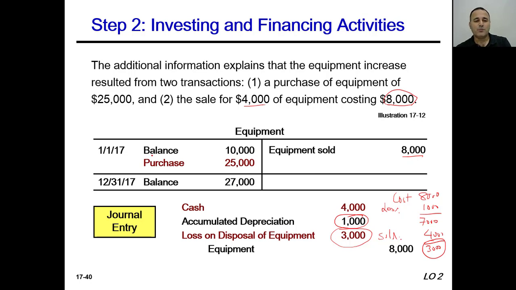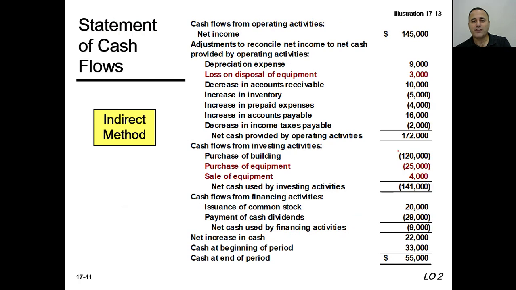Okay, so beginning balance was $10,000. We purchased equipment for $25,000, so my total balance was $27,000. But I sold an equipment for $8,000 as well. Okay, so that's why there is a loss on disposal of equipment of $3,000. So I have to add it back.